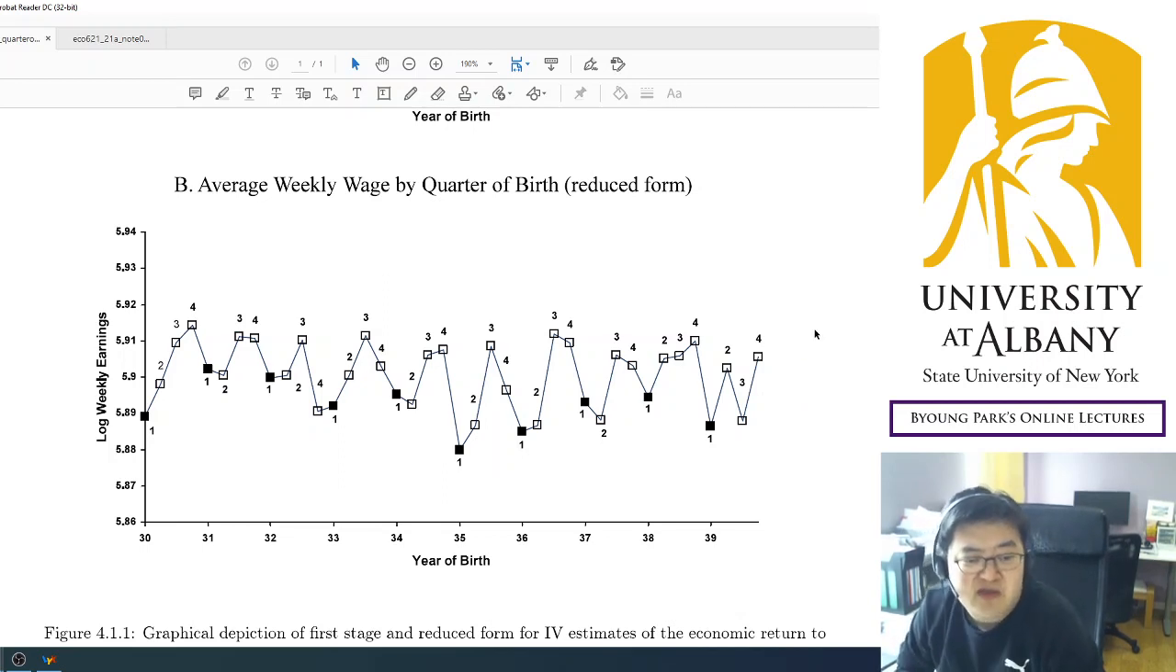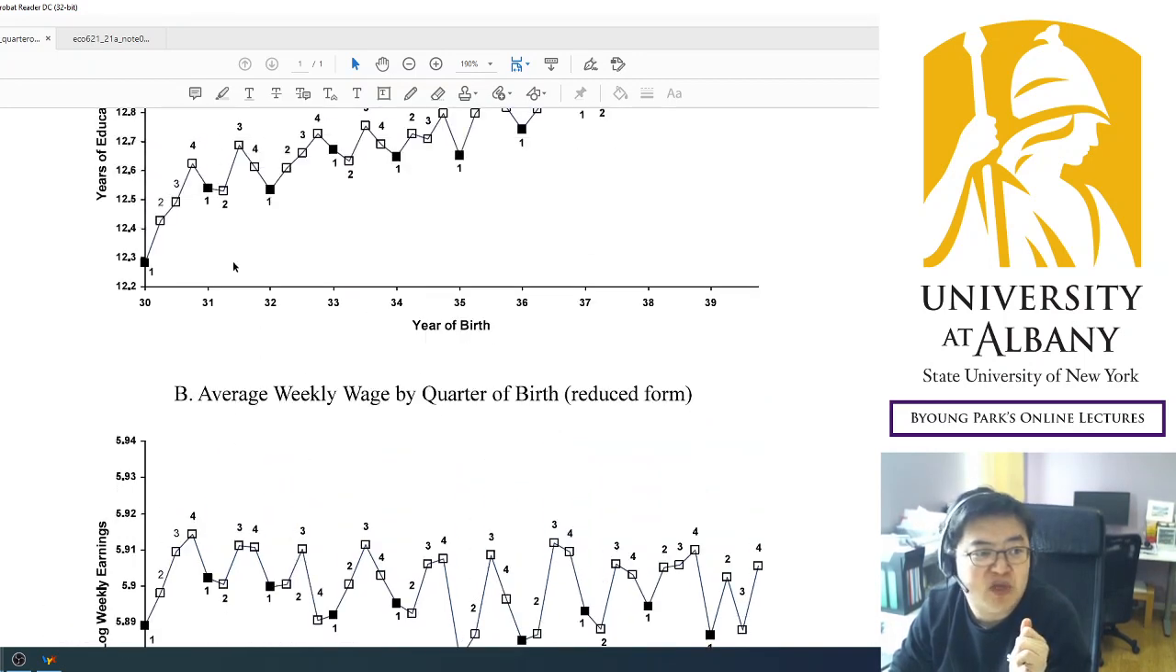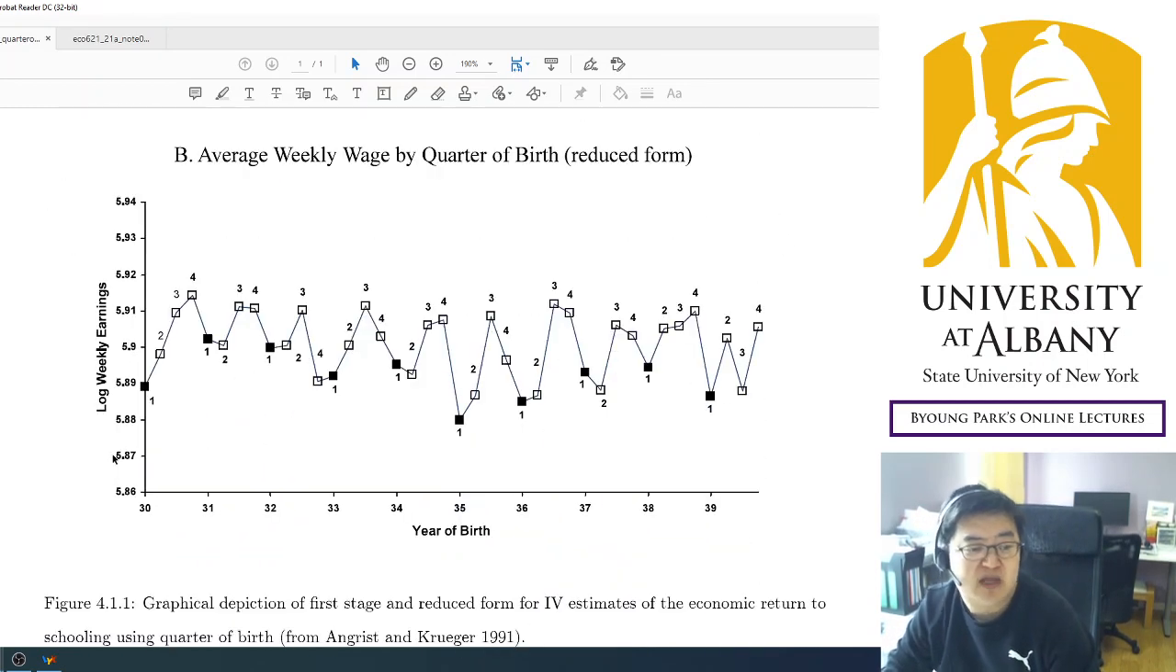It is interesting, but we use this strange pattern to identify the relationship between education and earnings. Quarter of birth itself is less interesting. It may be an important variable, but what we want to estimate in general is the effect of education on earnings. So let me explain what's going on here.